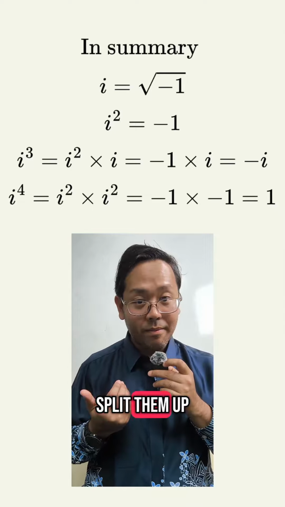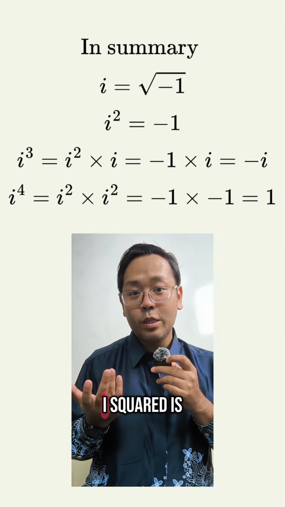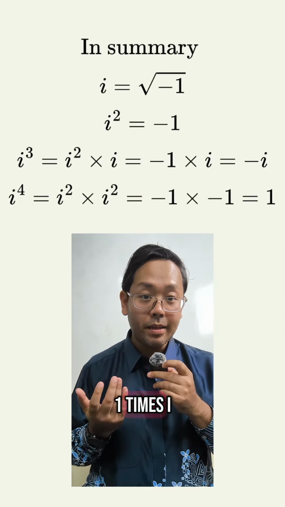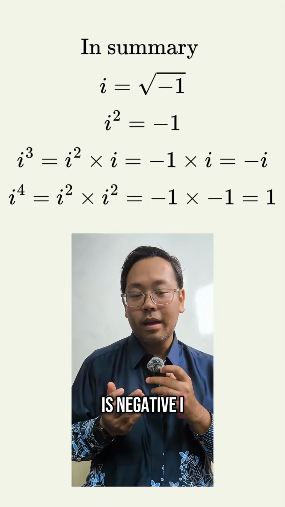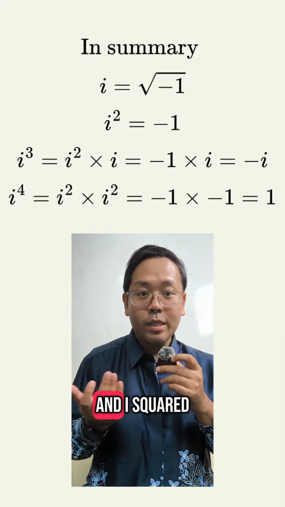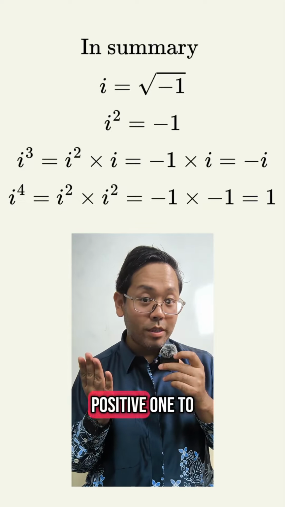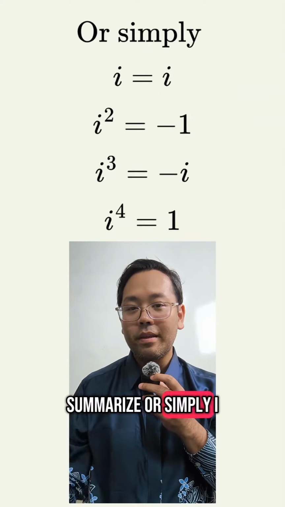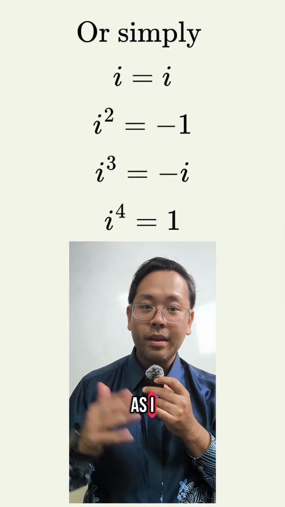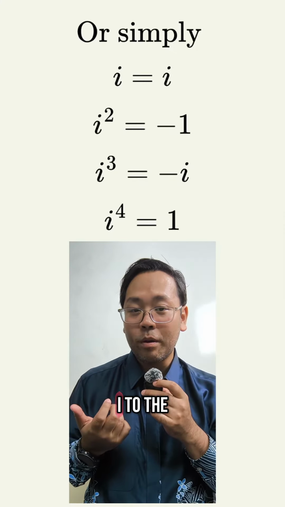So we can split them up: i cubed is equal to i squared times i. i squared is negative 1, and negative 1 times i is negative i. i to the power of 4, I can split up as i squared times i squared. And i squared is equal to negative 1, so negative 1 times negative 1 is positive 1. To summarize, we can simply write i squared as negative 1, i cubed as negative i, and i to the power of 4 equals 1.